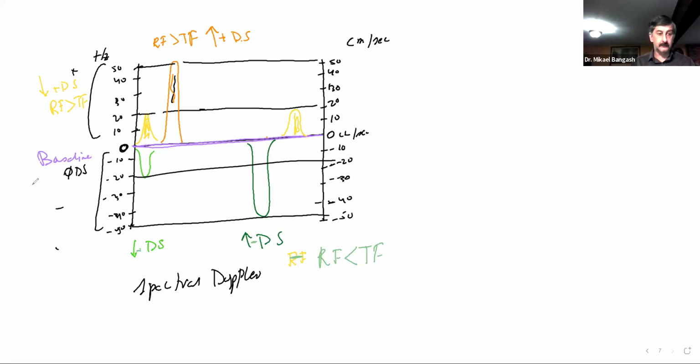So this here will still be your positive Doppler shifts, and these here will be your negative Doppler shifts, unless the spectral Doppler is inverted. Then negative is going to become positive, and positive is going to become negative.